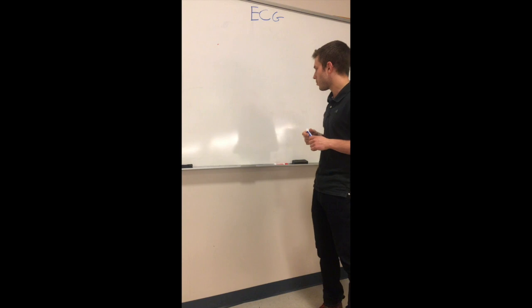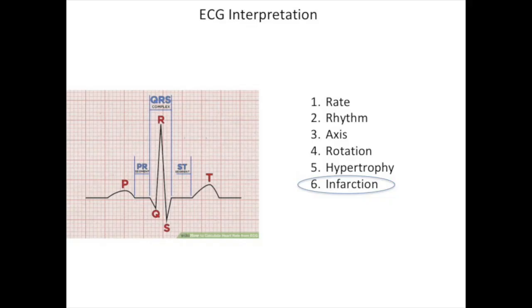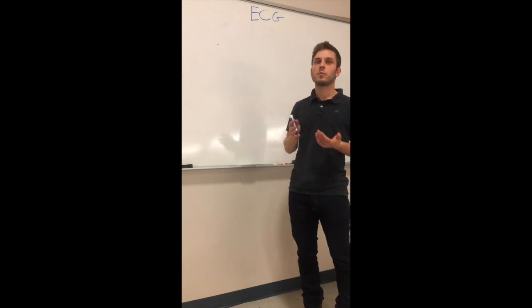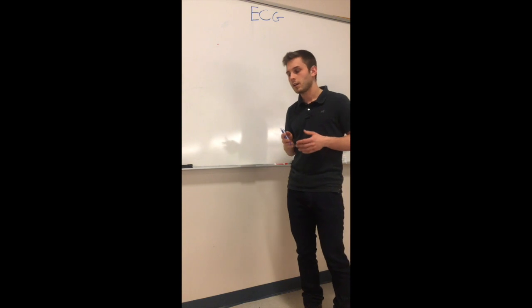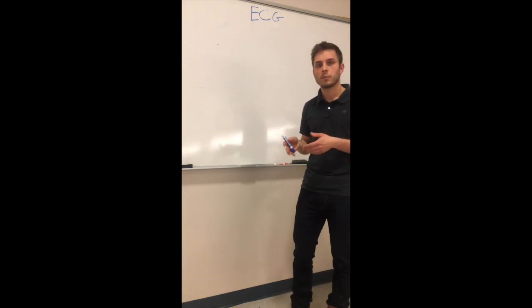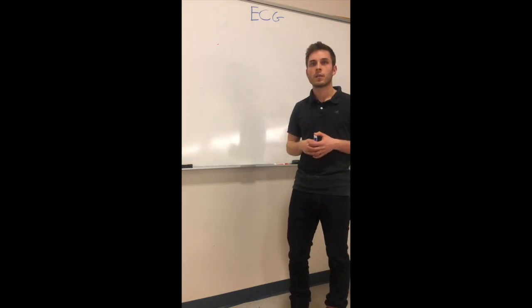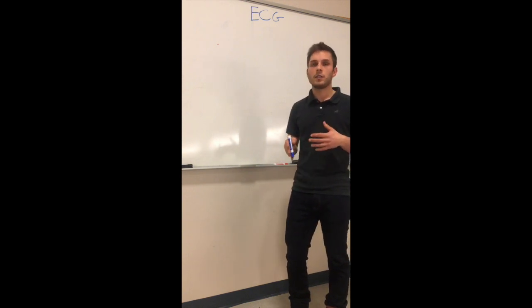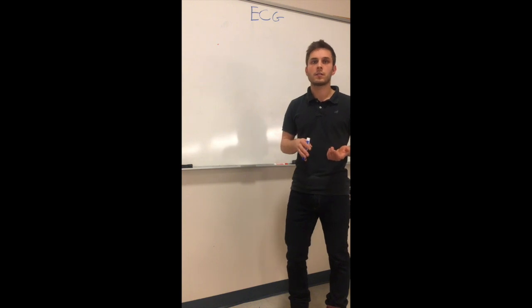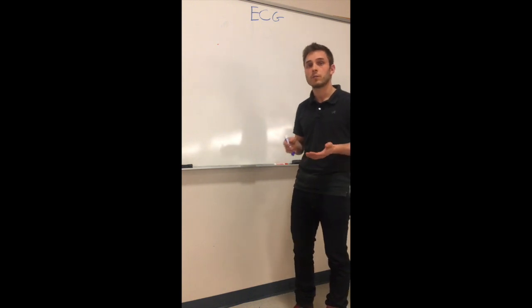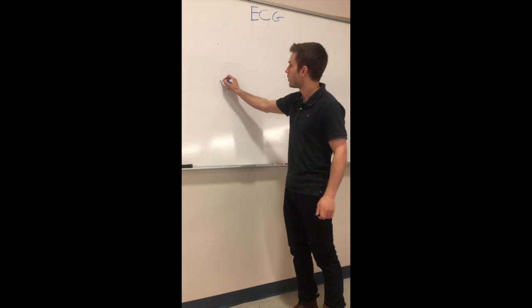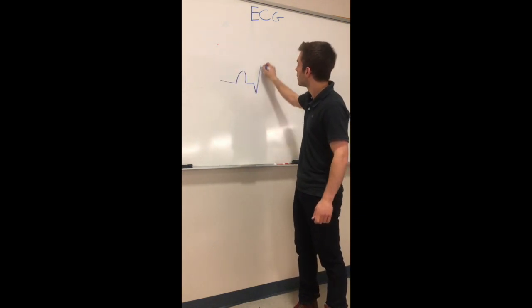So now for the last part that we have to look at when we're considering interpretation of an ECG is infarction. An infarction is an issue in the blood supply of the heart, and it can either be current or a chronic type of infarction. What's often done clinically is the ECG is used in conjunction with other tests such as blood markers or patient reporting.